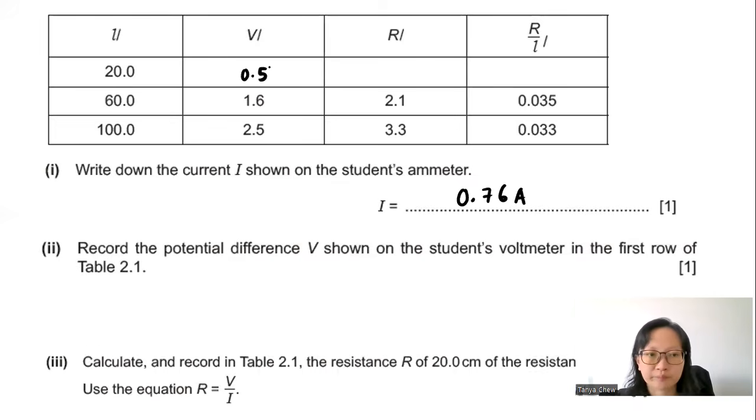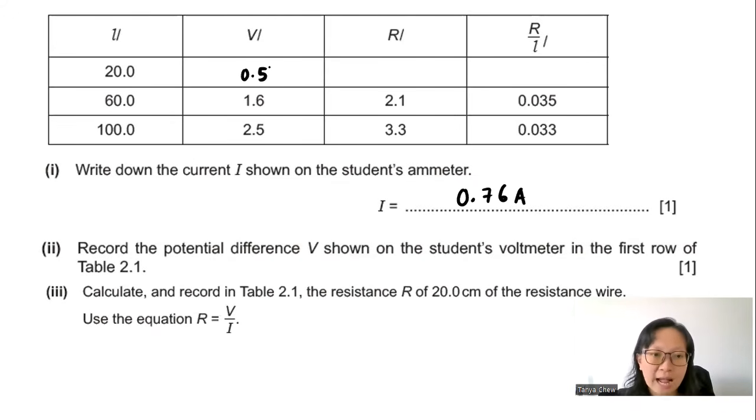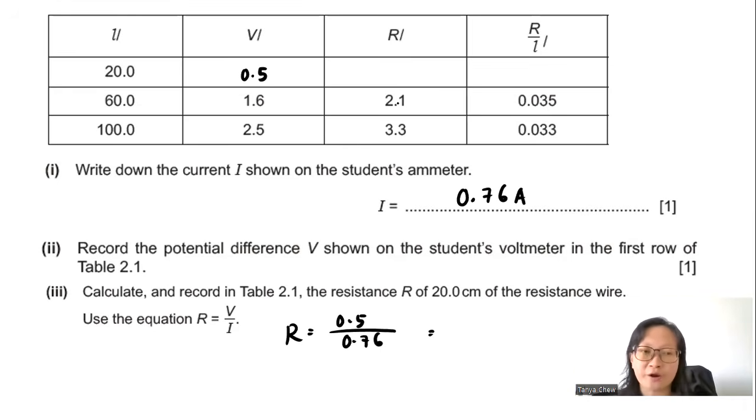Third part, calculate and record in Table 2.1 the resistance R of 20 cm of the resistance wire. Use the equation R is equal to V over I. Since we have the V value and the I value, R would be equal to 0.5 over 0.76. I make sure that I put my value of R in two significant figures, because the R for 60 cm and R for 100 cm are both recorded in two significant figures. So my answer is 0.66 ohm.